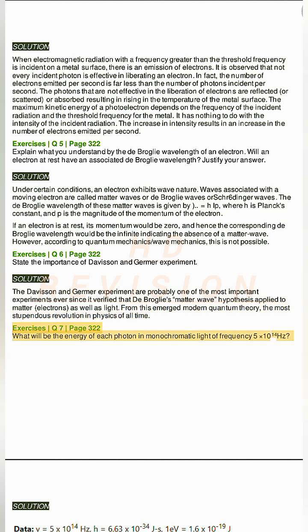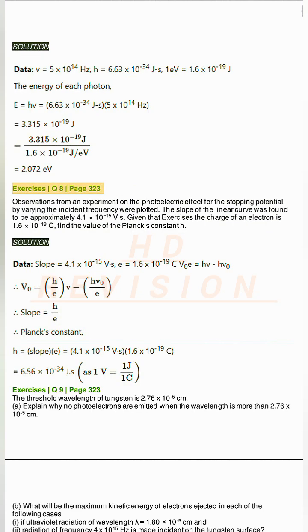Exercises Q7, page 322. What will be the energy of each photon in monochromatic light of frequency 5 × 10^14 Hz? Solution. Exercises Q8, page 323. Observations from an experiment on the photoelectric effect for the stopping potential by varying the incident frequency were plotted. The slope of the linear curve was found to be approximately 4.1 × 10⁻¹⁵ Vs. Given that the charge of an electron is 1.6 × 10⁻¹⁹ C, find the value of Planck's constant h. Solution.